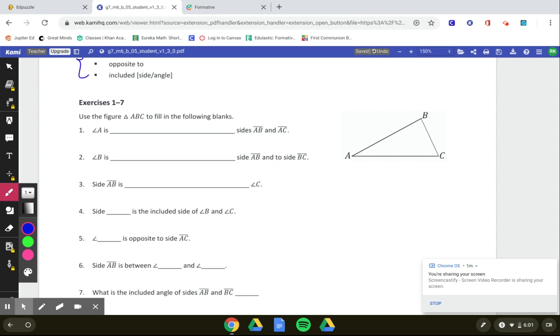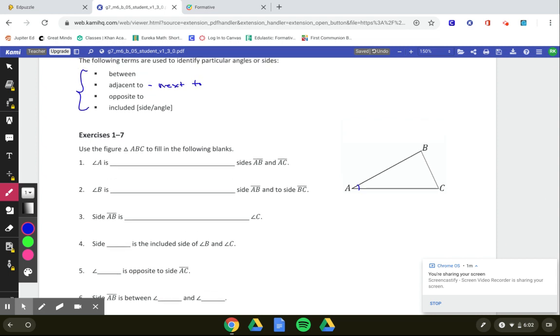So we want to say angle A, which would be right here, is what to sides AB and AC? And again, we're using these four terms at the top. So if we look at that right now, we can say that angle A compared to sides AB and AC, which are here and here, we'd say that angle A is between those other two sides.